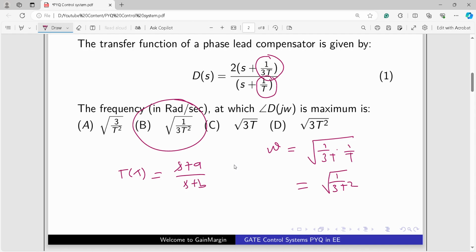How will we recognize whether this is a lead compensator or a lag compensator? Sometimes they don't highlight it, and give just a simple compensator. So we should ensure whether it is a lag compensator or a lead compensator.